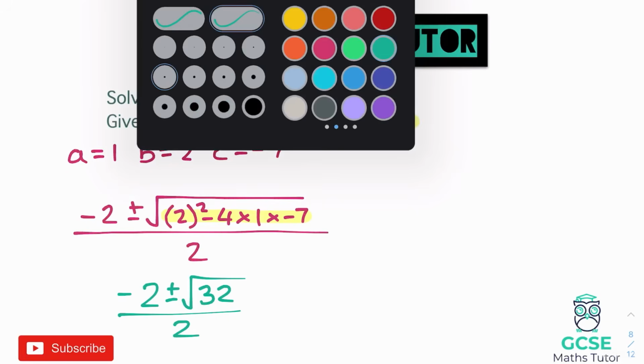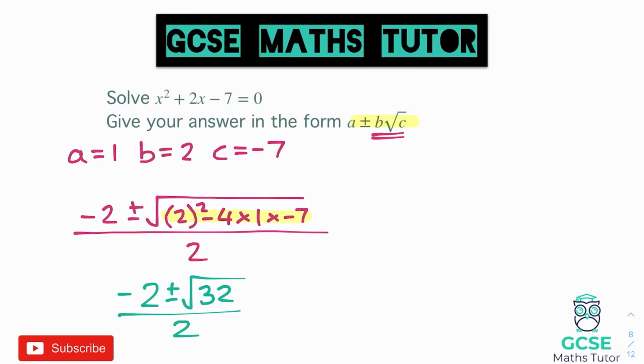But again, it wants our answer in this form where we have a plus and minus b root c, so no fraction involved. At the moment we can't divide everything by 2. We've got the negative 2 on the top, that divides by 2, but at the moment we can't divide this root by 2, as there's no number in front of the surd. So if we can simplify this, hopefully that number in front of the root 32 will divide by 2 and we'll be able to simplify it all down. So let's have a look at root 32, and this is where your simplifying surds comes in.